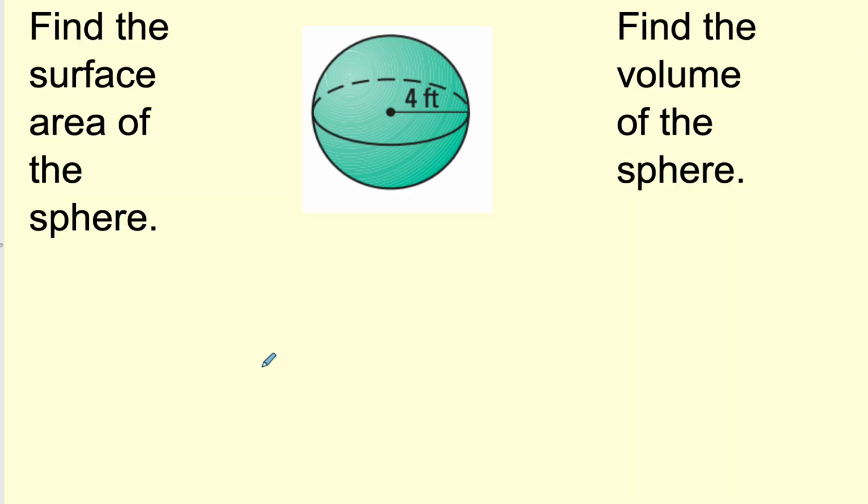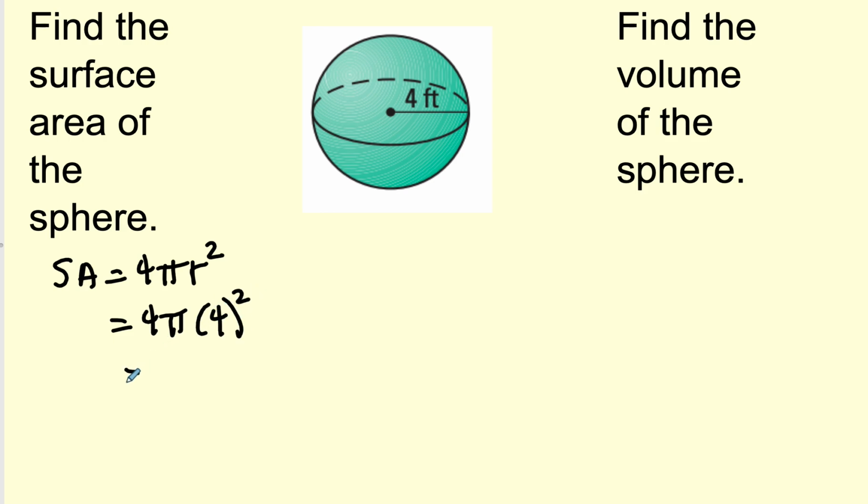All right, we want to now do 2 things so that you can see the difference. Find the surface area and find the volume. Okay, surface area will be equal to 4 pi r squared. This will be 4 pi, and this will be 4 squared. That's 16. 16 times 4 is 64 pi. And this will be feet squared.